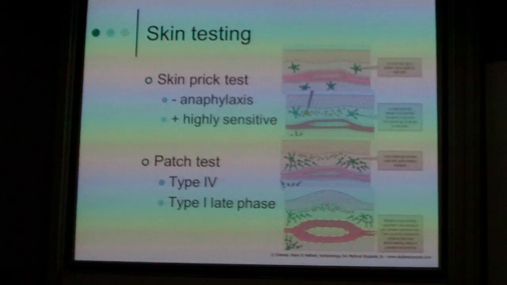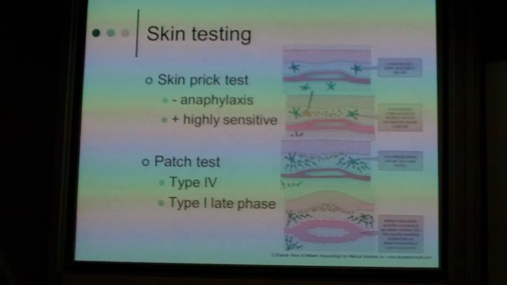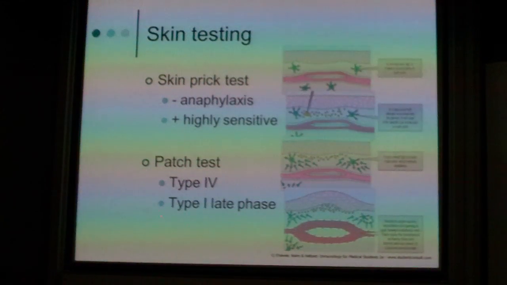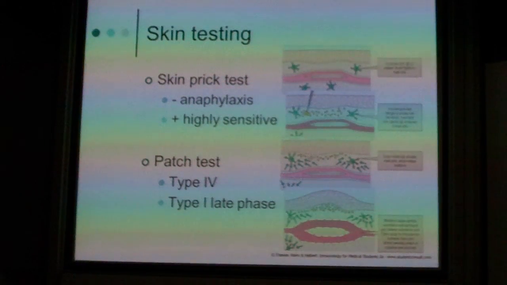Of course, the patch test is not as easy, inducing a direct phenomenon, because the patch test means that it's on the skin, but it's good that it can be used for typing if you have type 4 allergies, and it's good because it also demonstrates if you have the late phase of type 1. You have to wait a while because the patch test is not capable of being read out directly after 30 minutes.